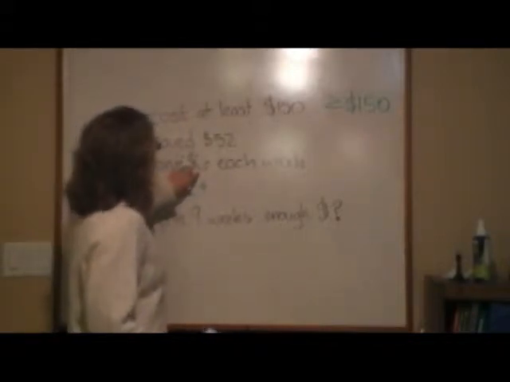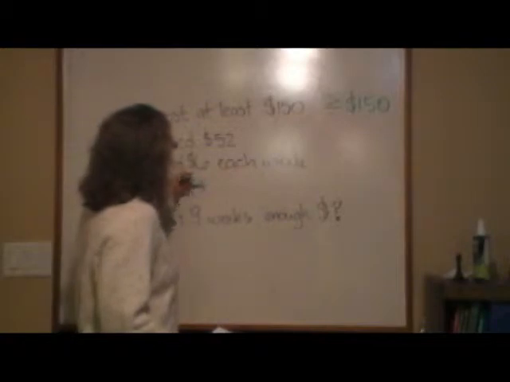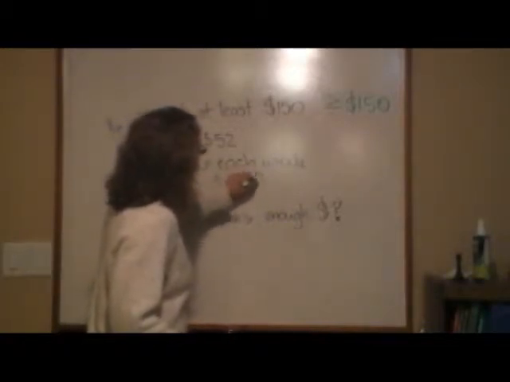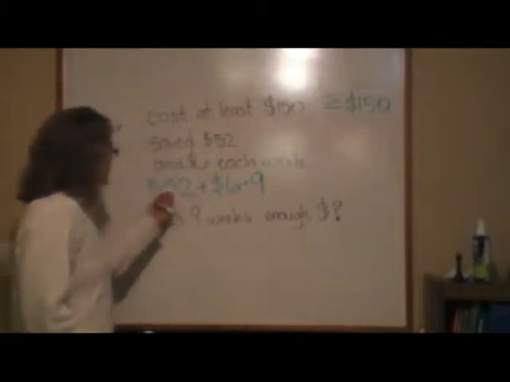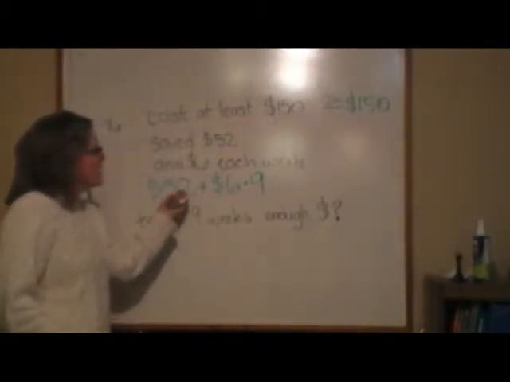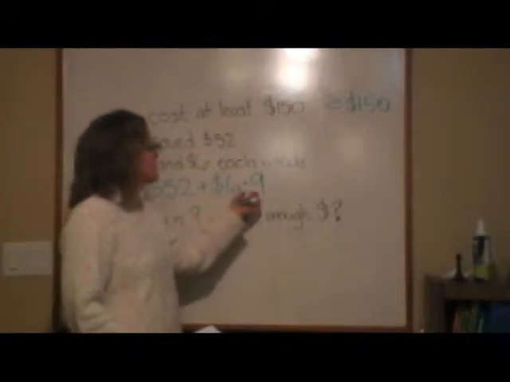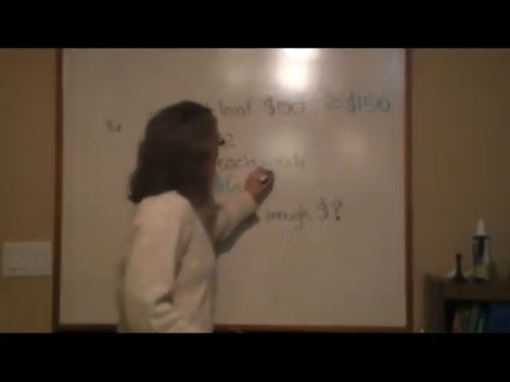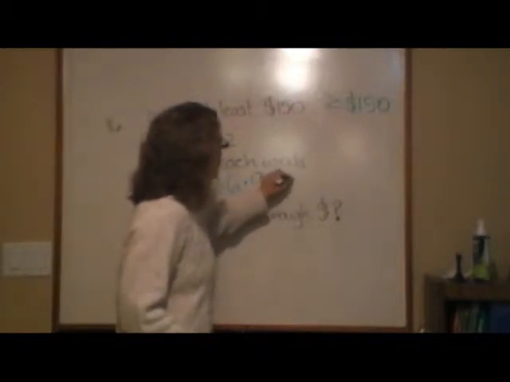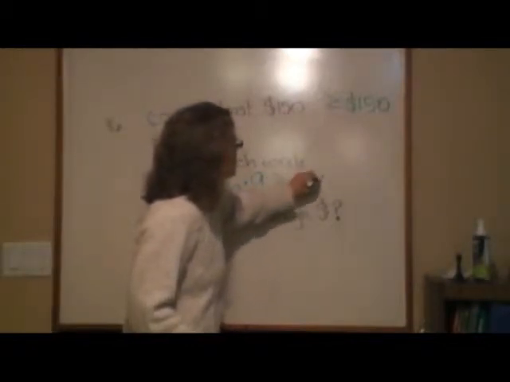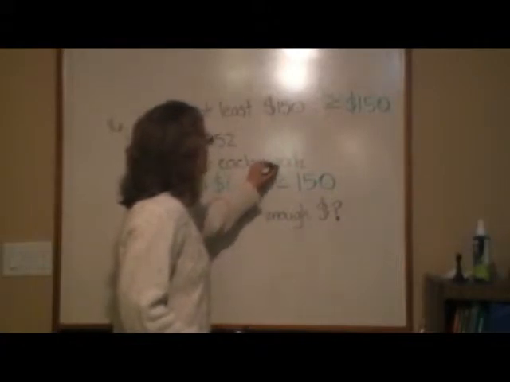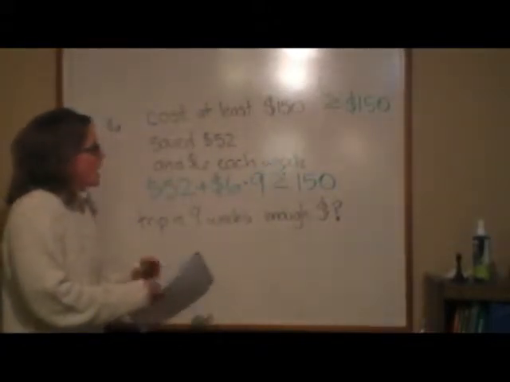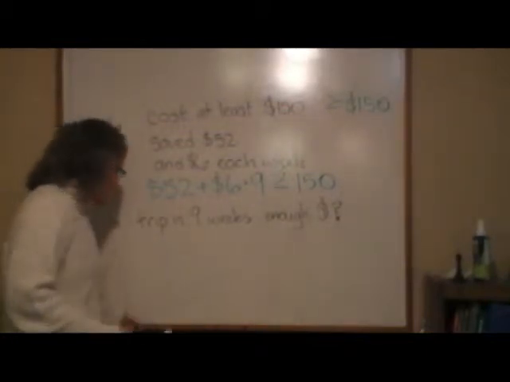And so if she does $6 each week and she earns it for 9 weeks, then we're going to have $6 times 9. All right, so she started with $52, and now she had $6 each week, so $6 times the 9 weeks that they said. And so then we need that to be greater than or equal to $150. We can kind of put a question mark there if we want to. But, so we'll go ahead and solve that.